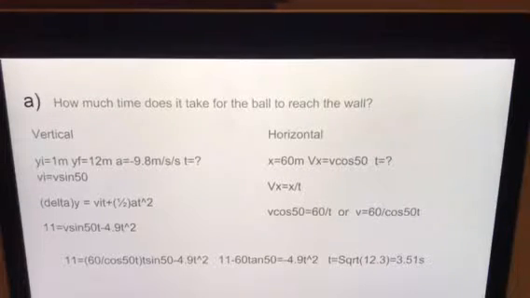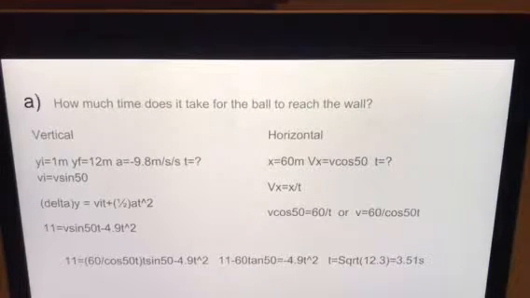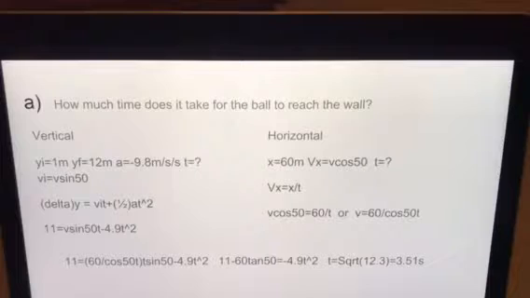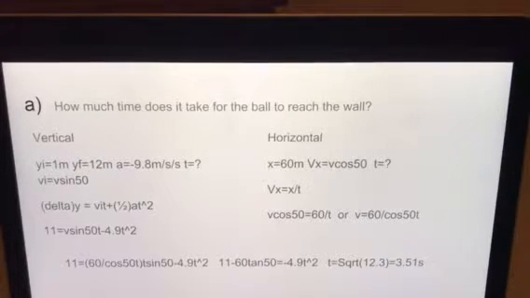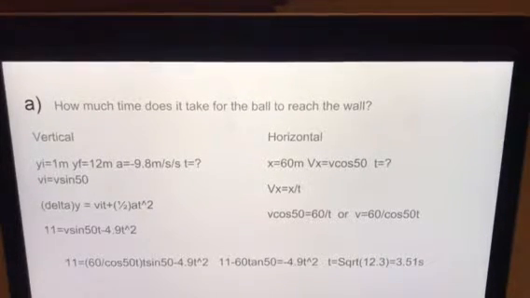Once you do the calculations, that's 11 minus 60 tangent of 50 equals negative 4.9 times t squared, and time is equal to the square root of 12.3, which is equal to 3.51 seconds. So it takes 3.51 seconds to reach the wall.